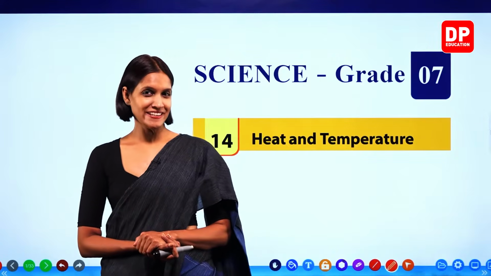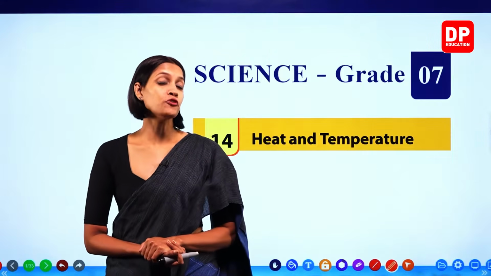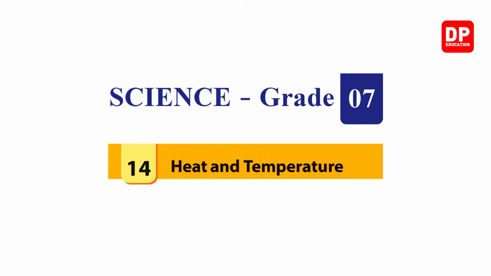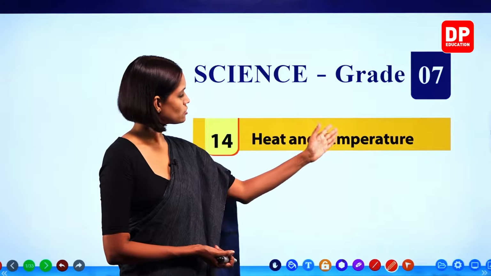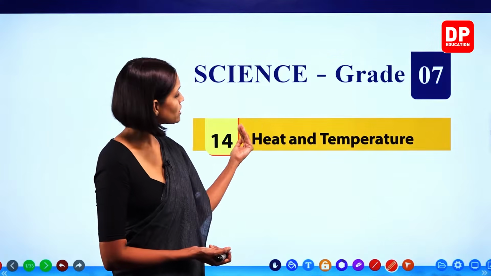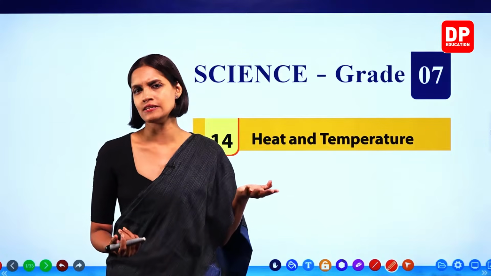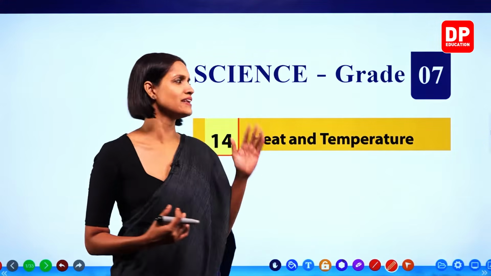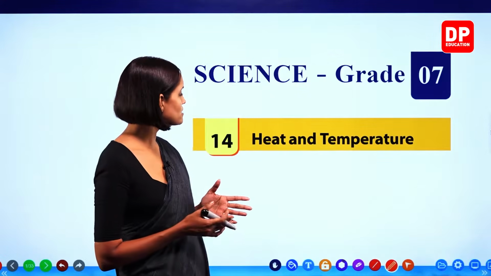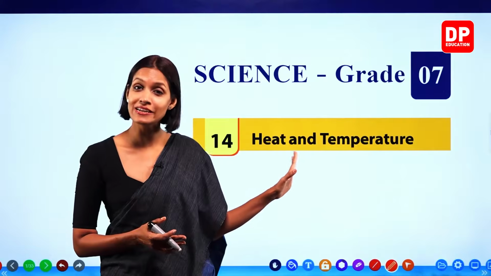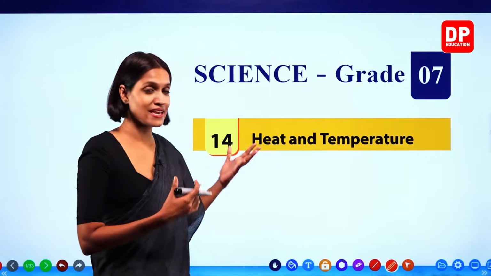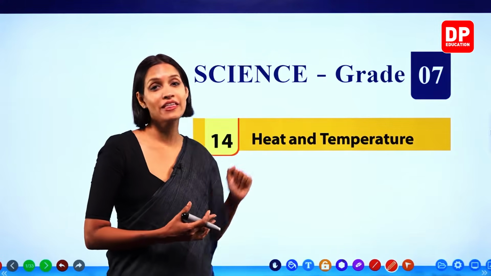Hello dear grade 7 children. Today we are going to learn the 14th lesson of the science textbook, that is heat and temperature. Now when we go through this topic, are heat and temperature the same thing, or are they two different things? We have a feeling that heat and temperature are the same thing, right, children? But under this lesson, we are going to learn that even though they feel like the same thing, they are two different things.